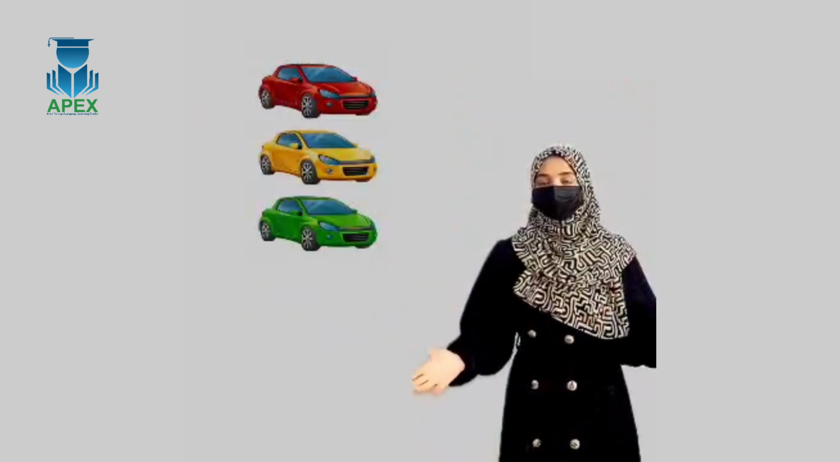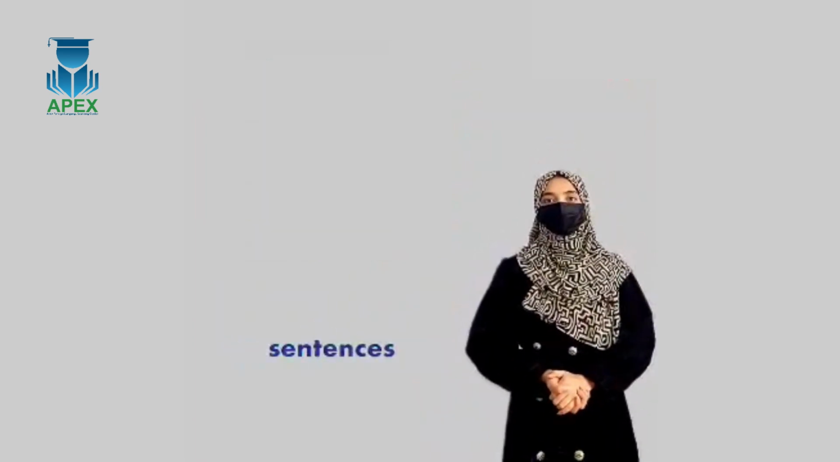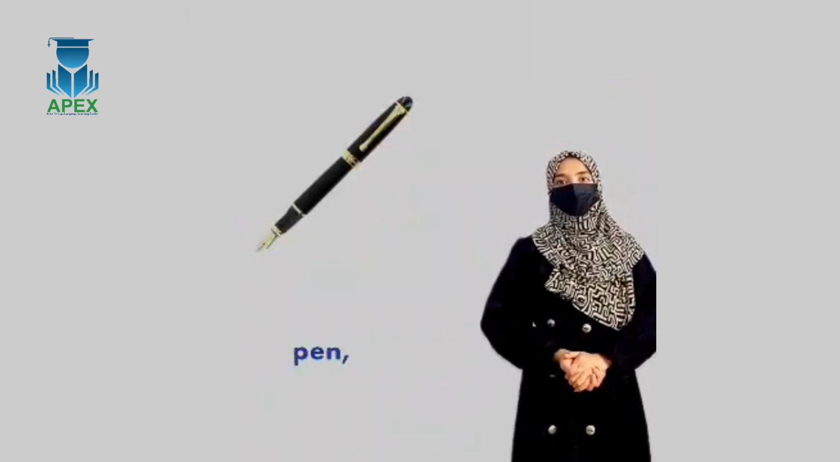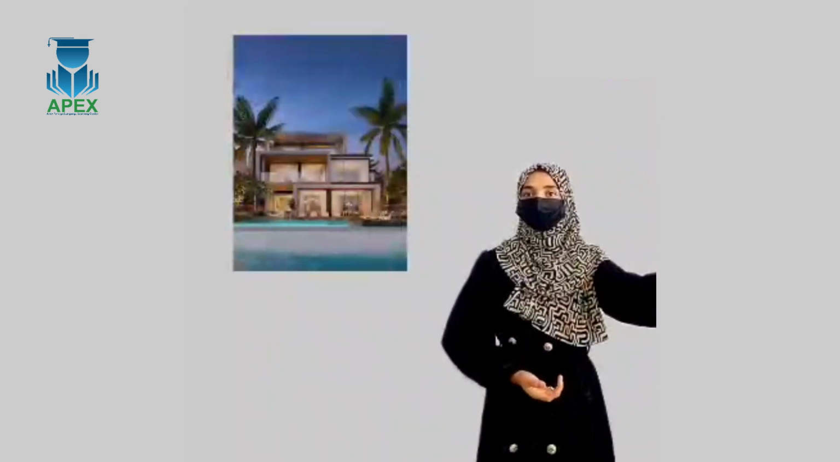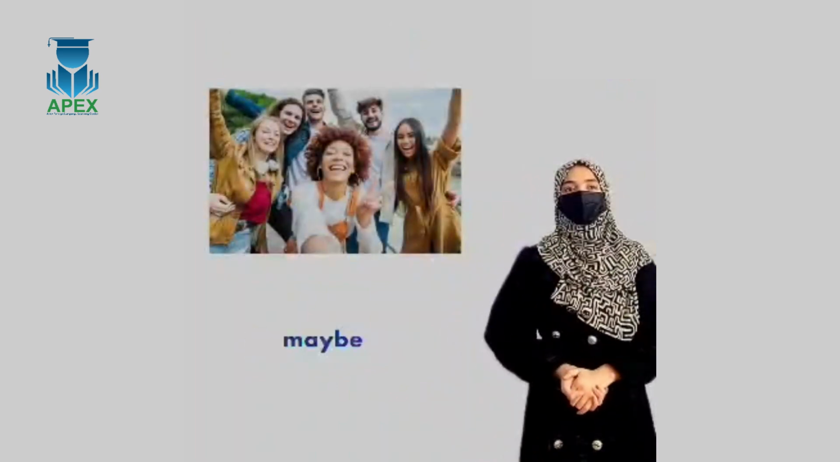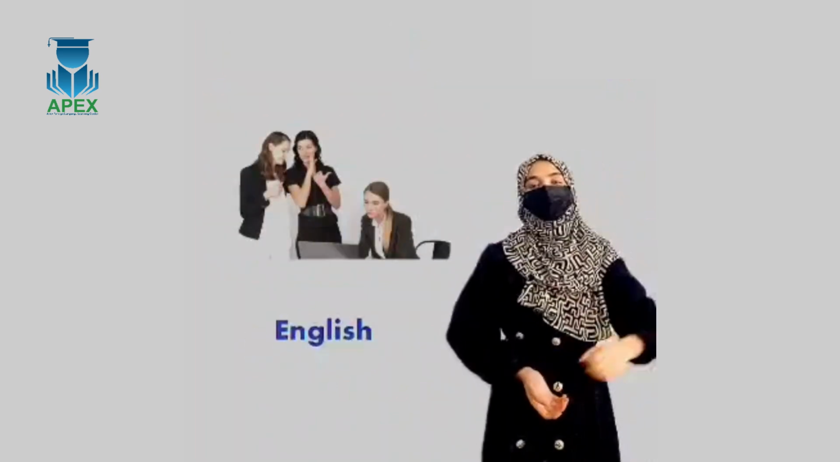And also, if you want to change your sentences into negative, you just need to add not. For example, this is not my pen, or maybe that is not Alice's house. These aren't my friends, or maybe those aren't English teachers.